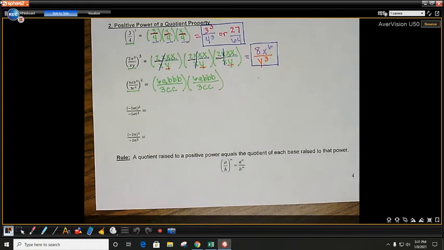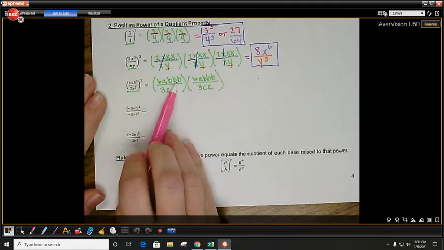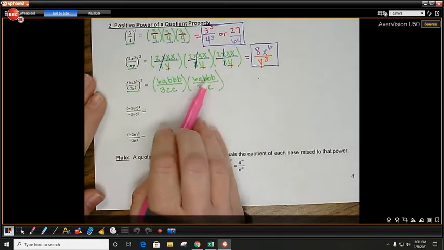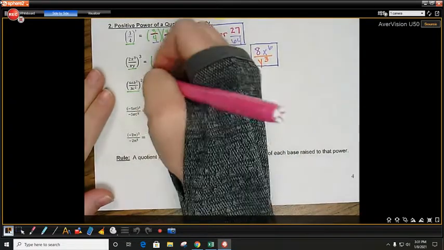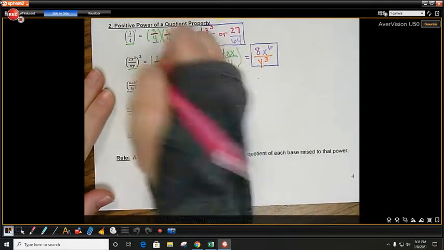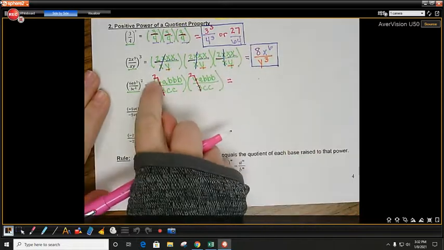So, there's no like variables on top and bottom. My top has a's and b's, my bottom has c's. We can't do anything. However, 6 divided by 3 is 2. So I can simplify my coefficients. 2 times 2 is 4.